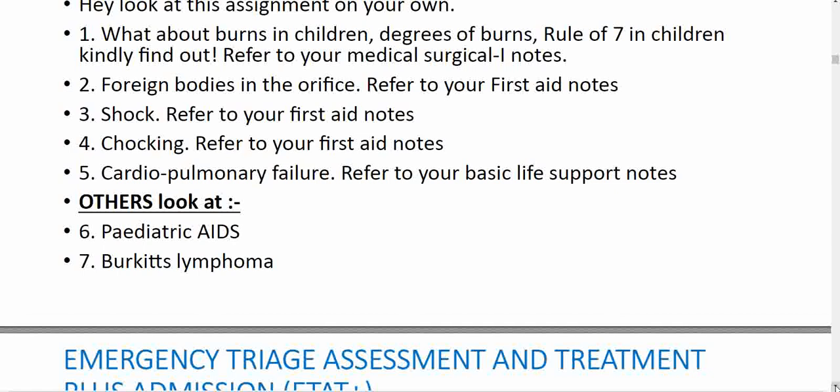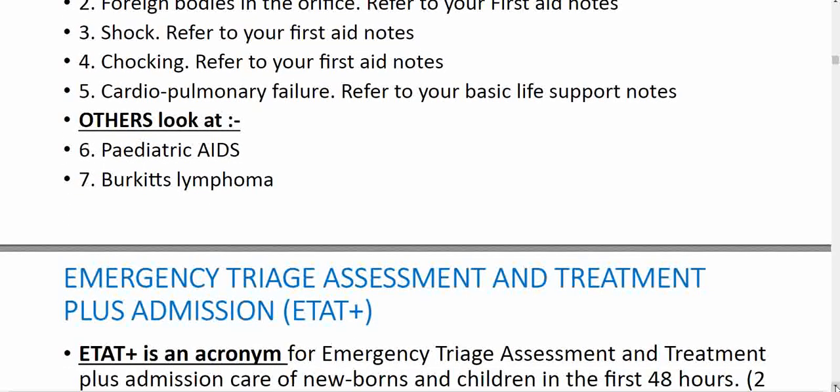Next time we are going to do emergency triage, assessment and treatment plus admission, the ETAT. We shall check on the acronym ETAT in our next class.